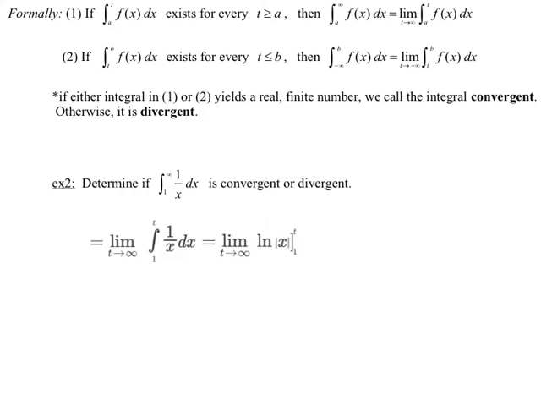Just pause me every step, evaluate the integral, and come back. The integral of 1 over x dx is natural log of the absolute value of x. I keep my limit, so I have the limit as t approaches infinity of natural log of the absolute value of x from 1 to t. I'm going to plug in upper minus lower, pause, and come back.